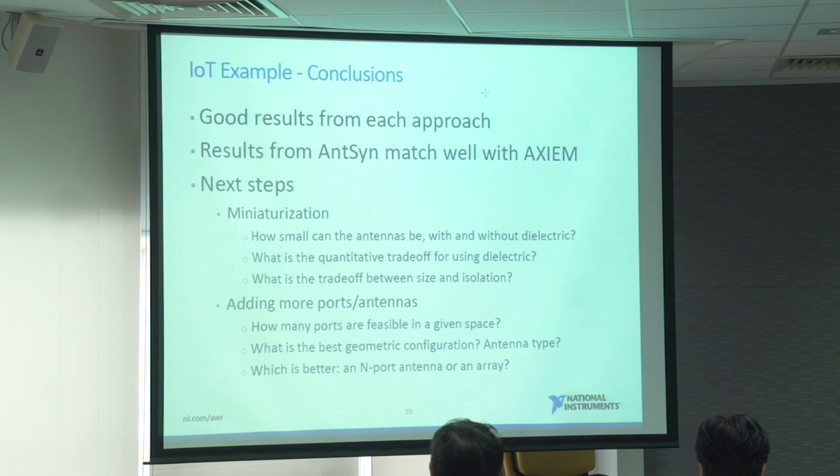So next slide. To conclude, we have good results from each approach, and our results from Anson are matching well with our other simulator. Next steps would be to look at miniaturization. How small can we make the antennas? What is the trade-off for using dielectric, and the trade-off between size and isolation? And can we add more ports? How many ports can we actually have in this kind of a size? And what is the best antenna type to use for that? Next slide.